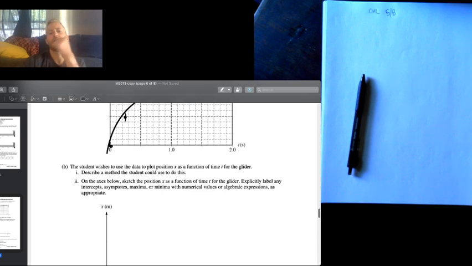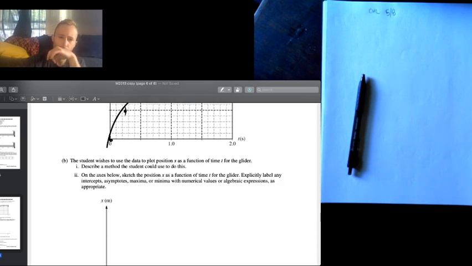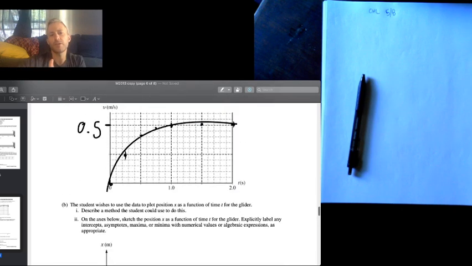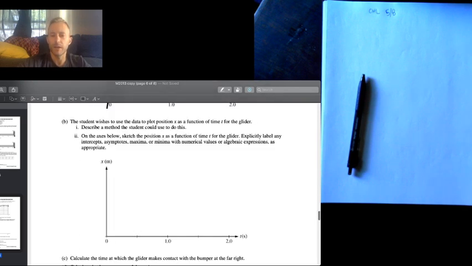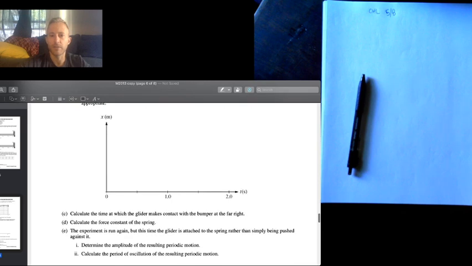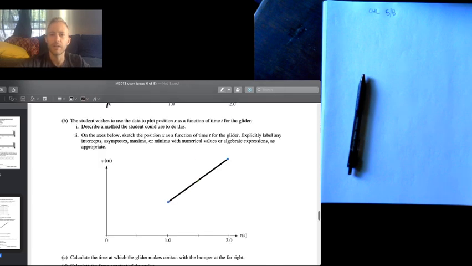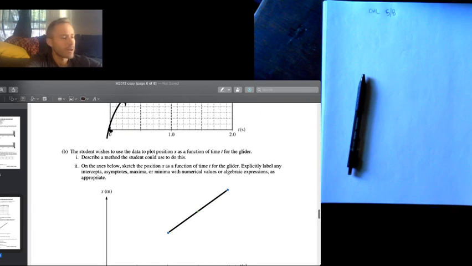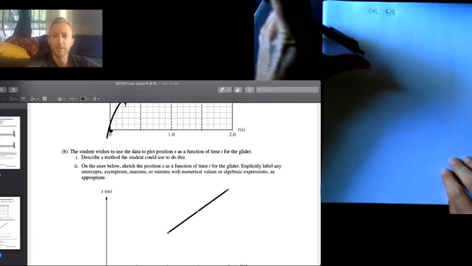So what we can see is basically the velocity is constant after time 1. So after time 1, we've got a straight line for the position time graph. So after time 1, it looks like this. Oh, it didn't even ask me to draw it yet. So let me explain what I'm going to do.